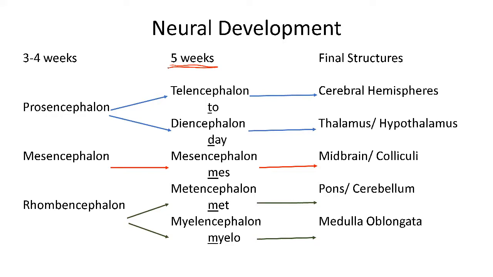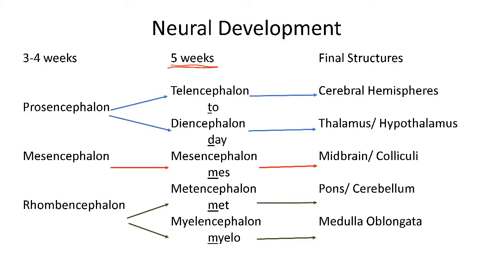So all you really have to know about the prosencephalon is that it becomes the telencephalon and diencephalon. The mesencephalon does not divide. All you really have to know about the rhombencephalon is it becomes the metencephalon and myelencephalon. So we have these regions: telencephalon, diencephalon, mesencephalon, metencephalon, and myelencephalon.